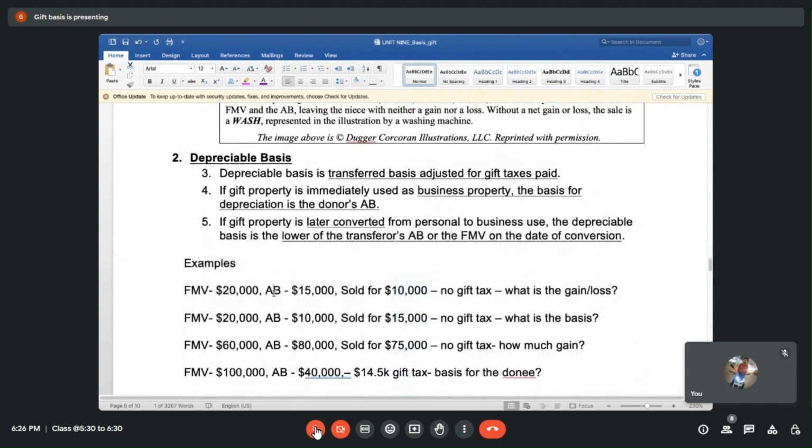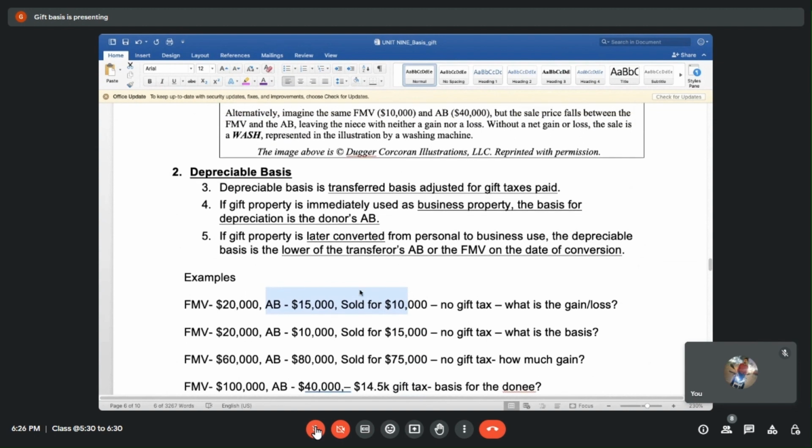Usually, if it's sold later on for a loss, we have to see how to be conservative, how to minimize that loss. As per the IRS code, they don't want to allow so much loss to be claimed. So the rule they have put up is that you take the lesser of fair market value or adjusted basis. If we are taking the lesser of them, then obviously the loss is going to be less.